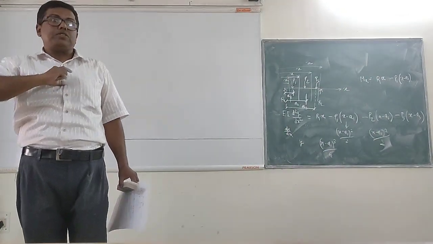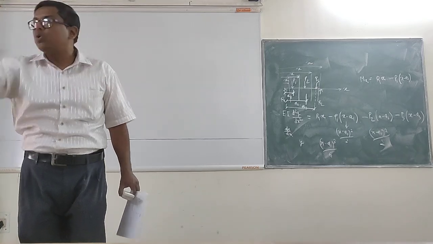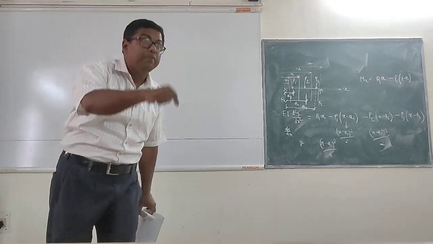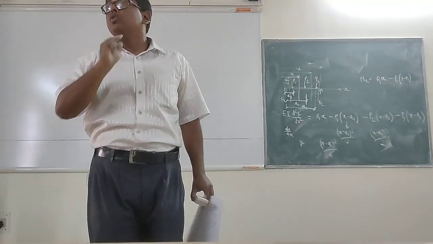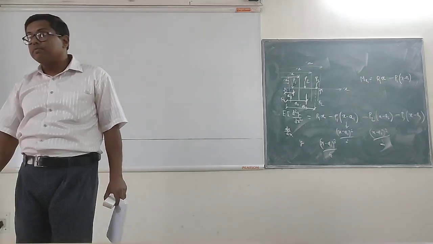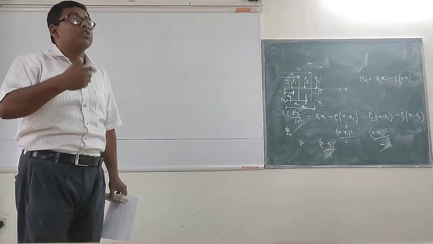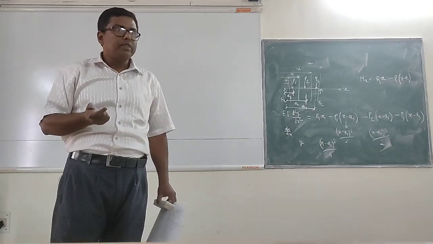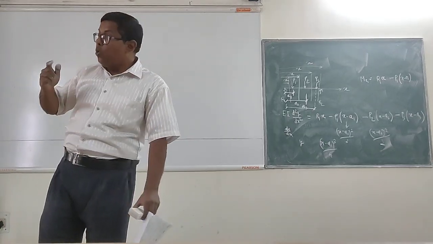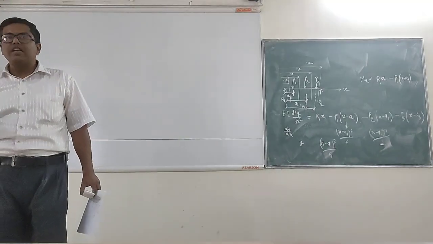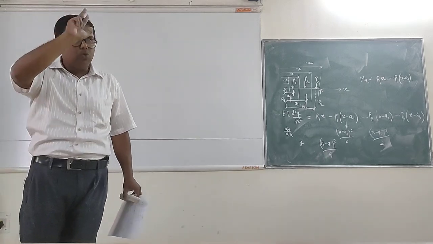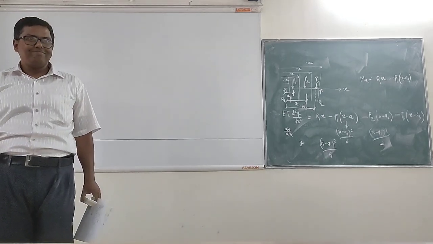If it becomes 0, consider it as 0. If it becomes positive, then only take it into consideration. And accordingly you calculate the constant of integration. Have you understood? If you do it in this way, then you will get two constants of integration.